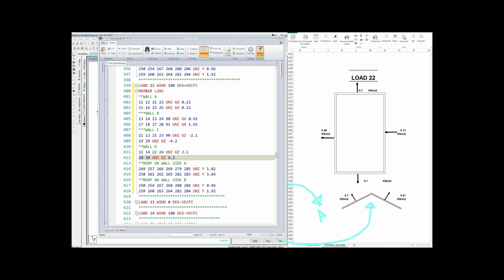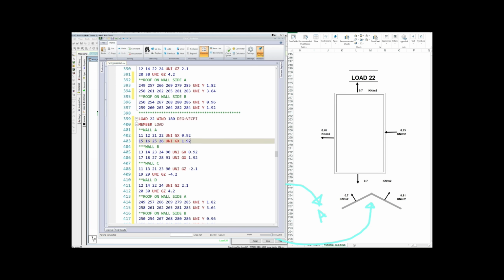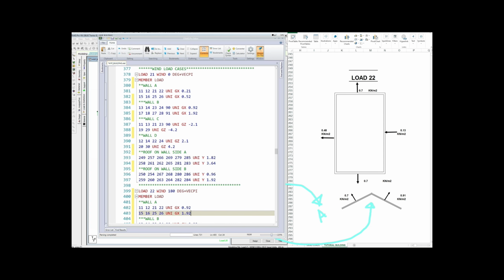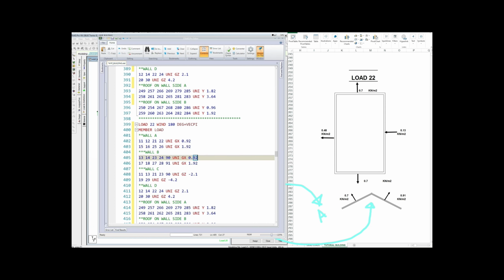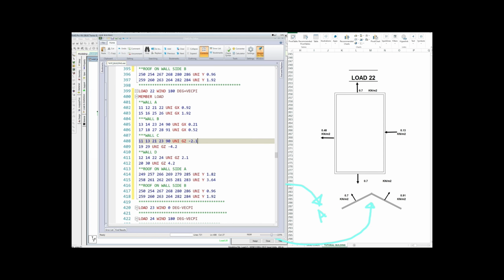So this 0.21 becomes 0.92, 0.52 becomes 1.92, and then 0.21, 0.52, 0.21 and 0.52. Wall C and wall D remain the same.